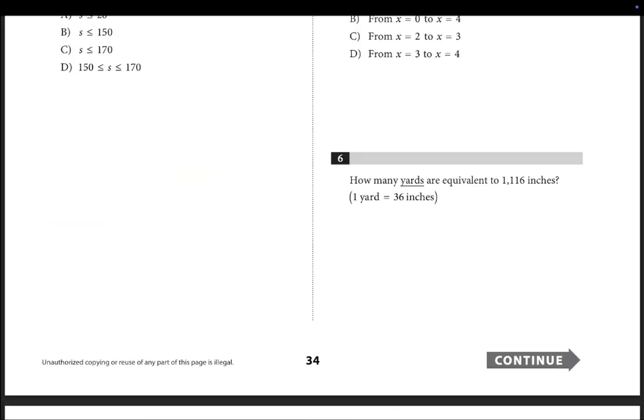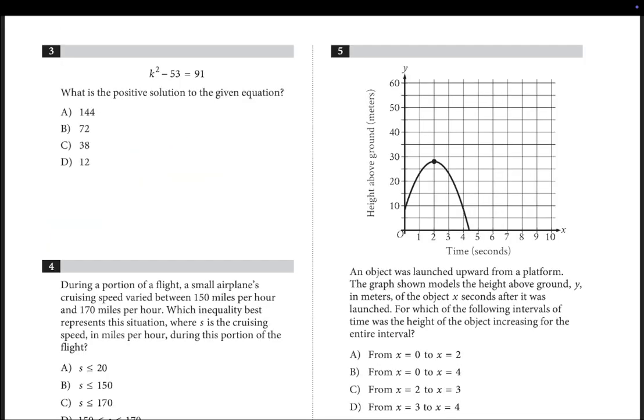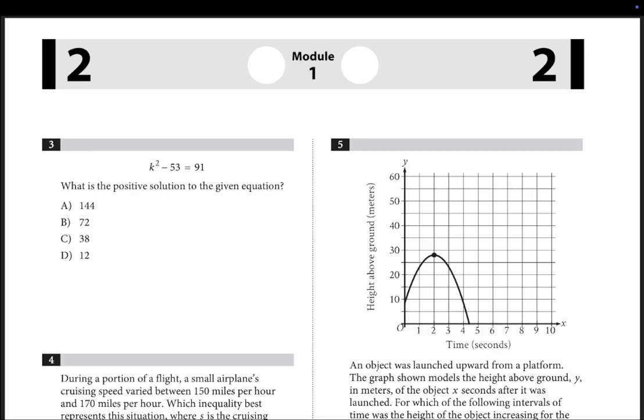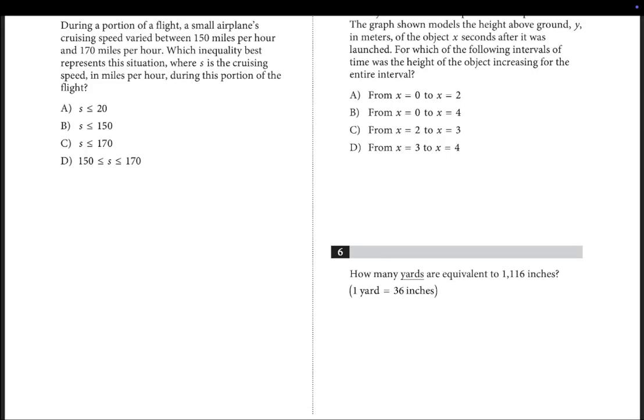Alright, so here's question number 4. It says, during a portion of a flight, a small airplane's cruising speed varied between 150 miles per hour and 170 miles per hour. Which inequality best represents this situation, where S is the cruising speed in miles per hour during this portion of the flight?